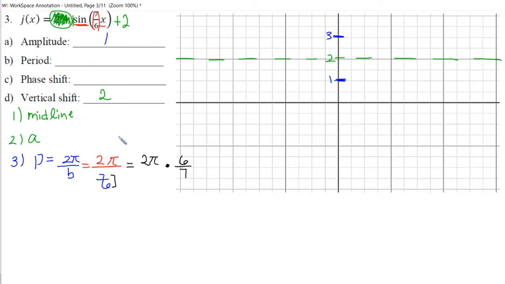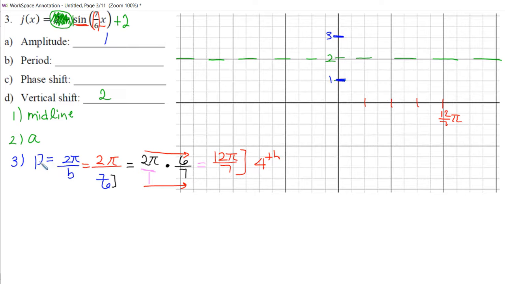There's always an invisible 1 under 2 pi. And then we're going to just multiply it straight across. So that gives us 12 pi over 7. And remember, our period always goes on our 4th tick mark. So we're going to graph our 4th tick mark. On my 4th tick mark, I'll have 12 over 7 pi.